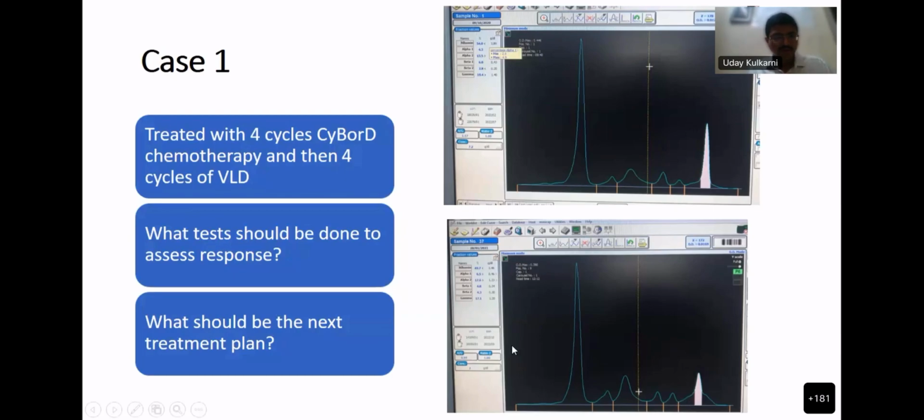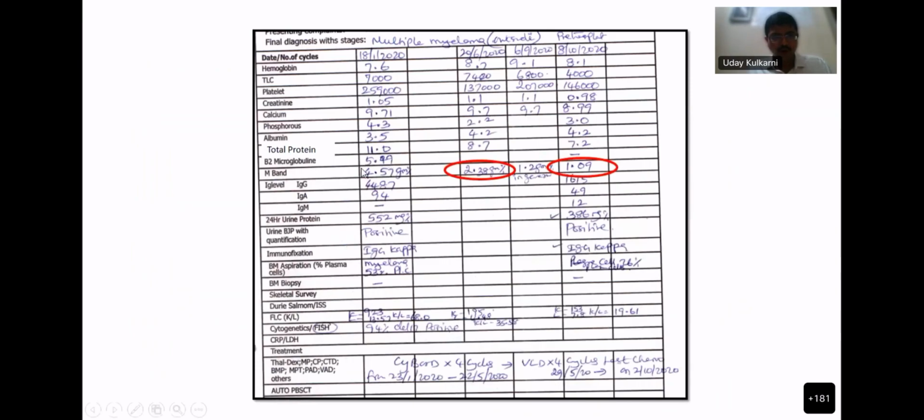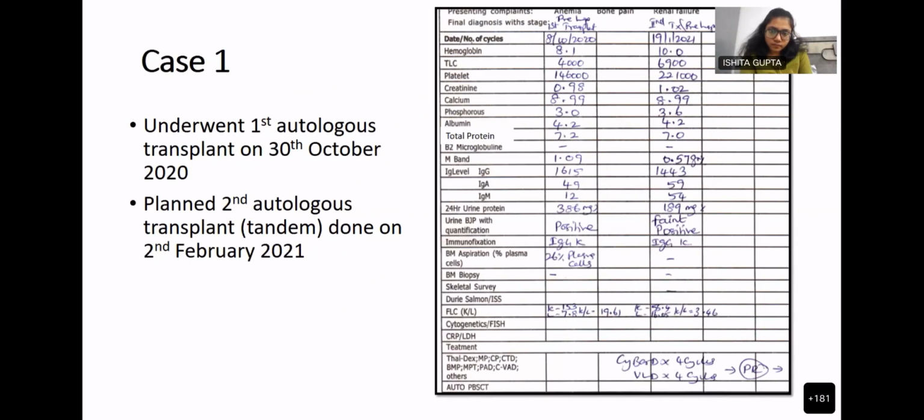So as we saw, the M band initially was 4.5 grams. It reduced to 2.38 after the first set of chemotherapy. Then after the next set, it reduced further to 1 gram. Post that, we did the first autologous transplant on him. Generally in high risk patients, we do tandem autologous transplant. The M protein was 1 gram before the first transplant, and just before the second one we repeated the M band and it was 0.57. So we did 2 transplants back to back to ensure that the disease is well controlled here.